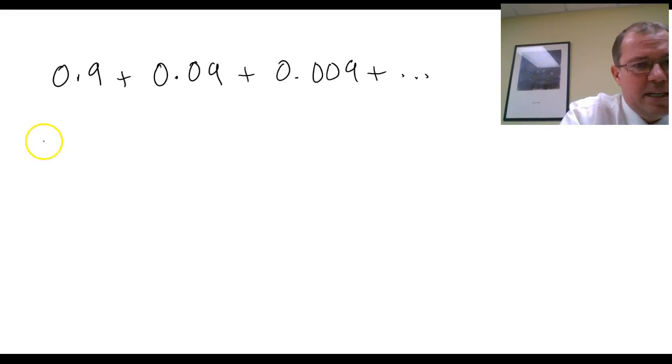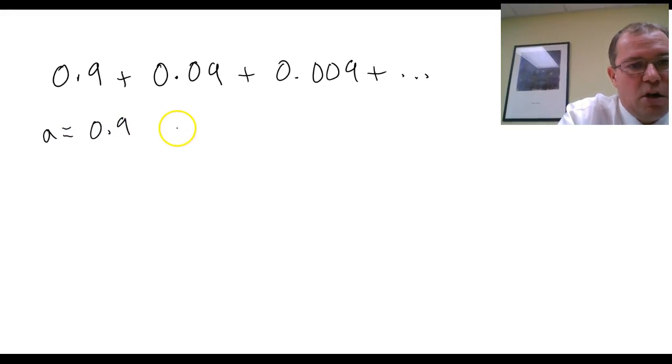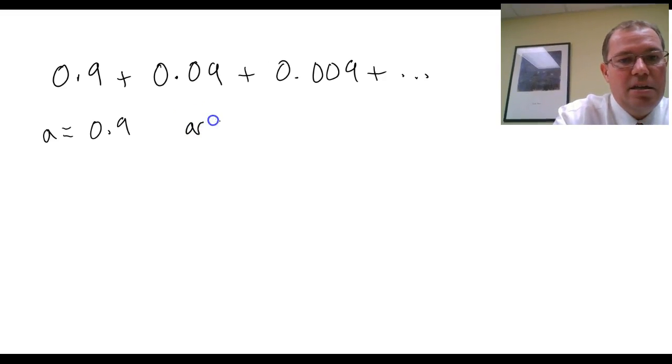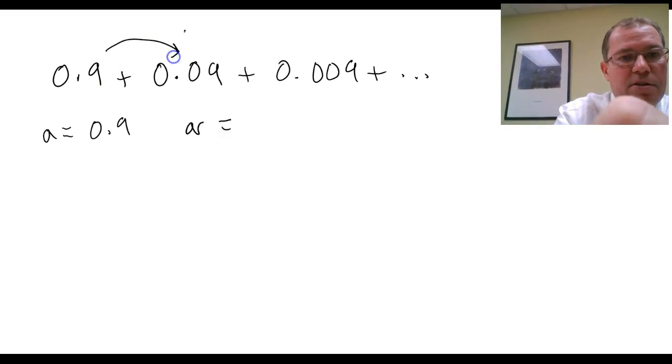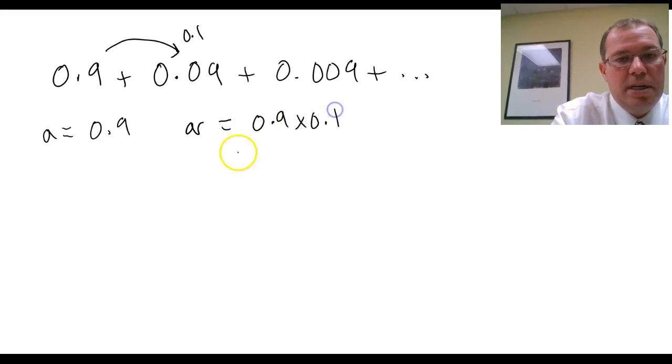The first term is a, which is 0.9 in this case. The second term is multiplied by a common ratio, so it's AR, and the common ratio, the multiplying factor, is 0.1. So AR is 0.9 times 0.1, giving me the second term of 0.09.